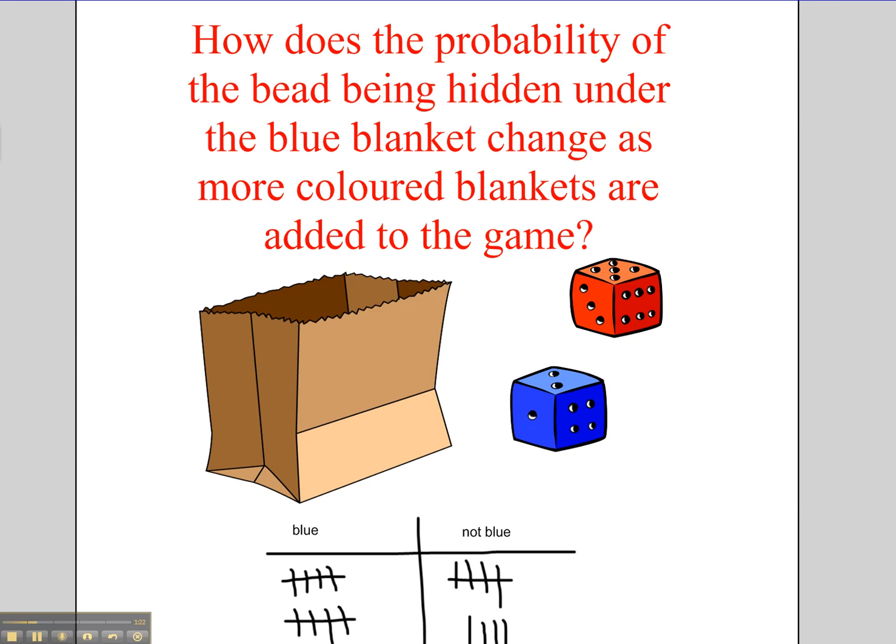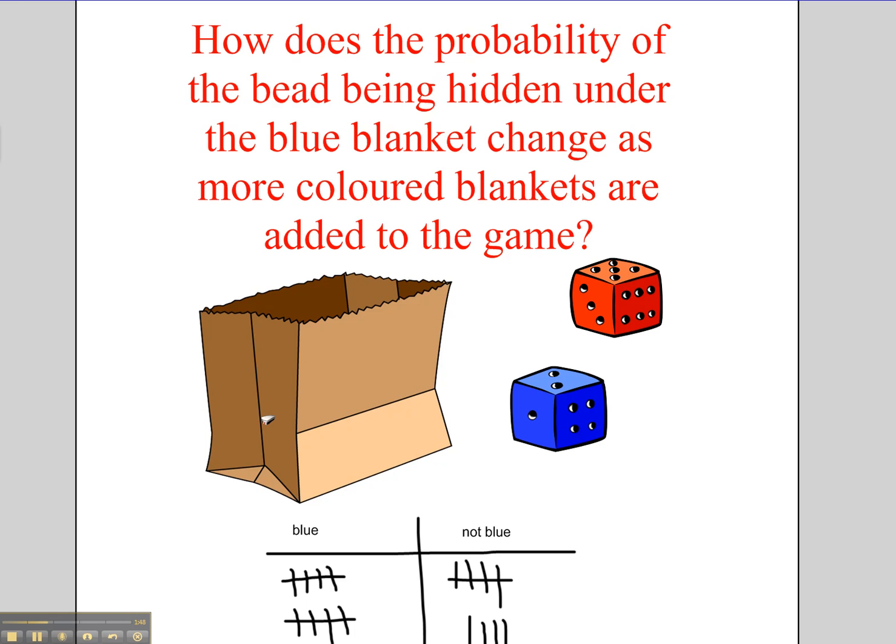The chart is cut off here. On the blue side, you should be able to see 11, and on the right hand side, in the not blue side, you can see 9. So what that means is the blue one was chosen 11 times, and the not blue one was chosen 9 times. They're about the same, which is kind of what we would expect.